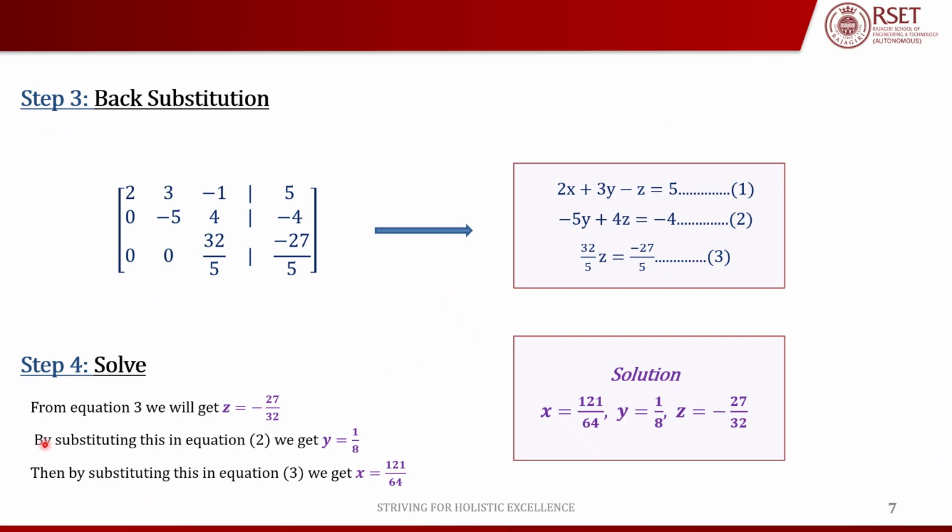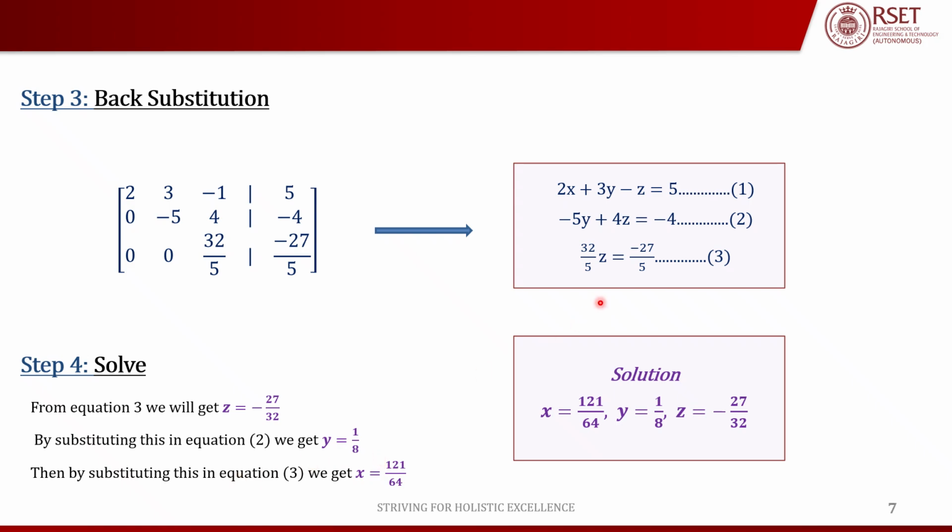So here I have written the fourth step. From equation 3, you will get the value of z as minus 27 by 32, because 5 will cancel and by cross multiplication, you will get minus 27 by 32. And by substituting this z value in the second equation, instead of z, you can substitute minus 27 by 32. You will get the y value.